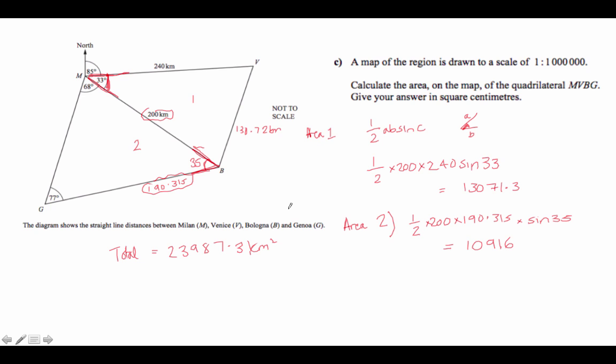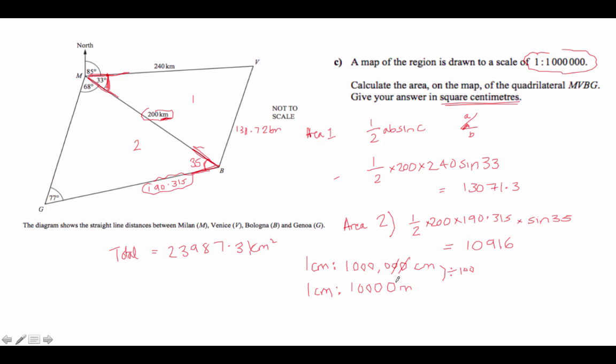The second bit to this question is where it says give your answer in square centimetres. So at the moment the lengths are in kilometres, but it's also a scale drawing. So the scale is 1 to 1 million. So that means 1 centimetre on the picture represents 1 million centimetres in real life. And we're trying to change this from kilometres. So that means then 1 centimetre on the drawing, if we were to change it to metres, well, centimetres to metres would be to divide by 100. So we can cancel a couple of zeros there. So 1 centimetre on the drawing is equal to 10,000 metres in real life.